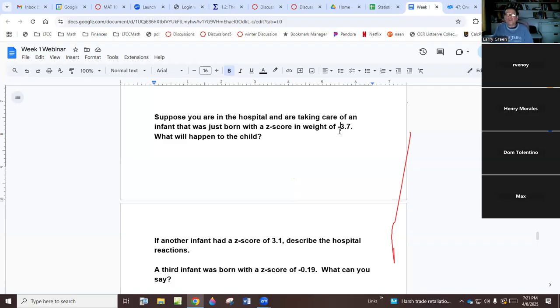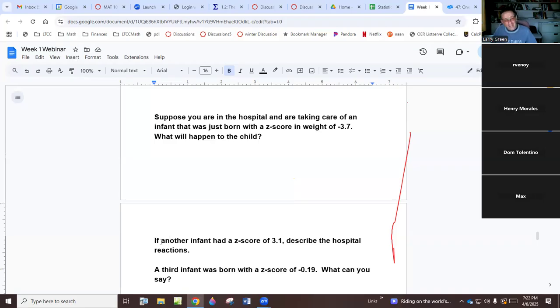Okay, this is really important in medicine to understand. You can say worried. I'm going to say ICU. Hopefully, if you want to do medicine, then you know what that is. Yeah, intensive care unit. That is going to be a tiny, tiny baby that is going to need extensive medical care. Okay, incubation, all kinds of problems. And I'm not a medical doctor, but I know that if you get a z-score of negative 3.7, you got a problem.